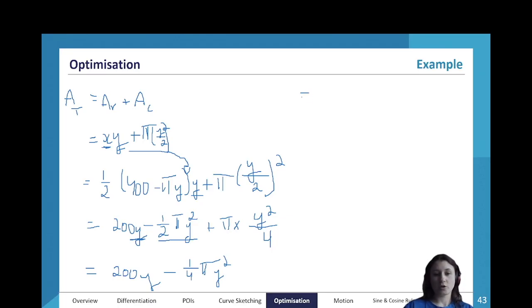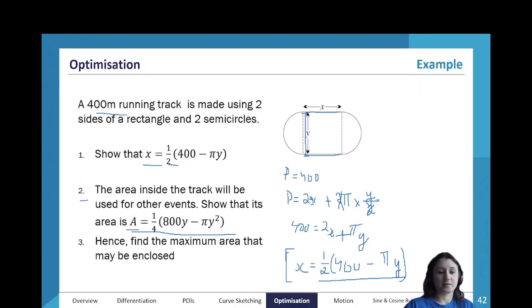So just filling out our last steps now, we'll factorize out the quarter, which will leave us with 800. That's because we have 200y here. So to take the quarter out the front, you have to put 800 in the brackets, right? 800 divided by 4 is 200, so it's not changing anything. Take away pi y squared. And that gives us our answer.